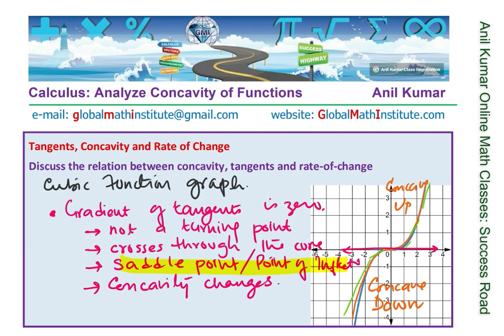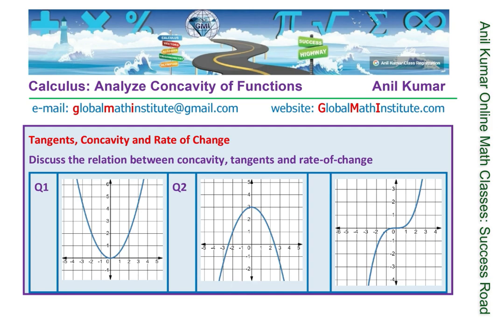So let's summarize the results once again with the help of these three graphs. So concavity, we see that it is concave up, right? So that means the gradient is 0 at a turning point. So this is the turning point. And from a negative value, it becomes 0 and then positive. So we see that the gradient here always increases. So that is the gradient, right?